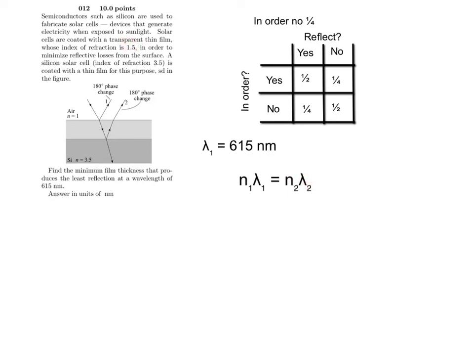Once I solve for lambda 2, then I'm going to do the "no quarter" right here because I want no reflection at 615 nanometer light coming in. So that's the thickness I'll have. It'll be a quarter of this lambda 2 is going to be my answer. Now this says answer in units of nanometers. Since I'm going to have nanometers already, then I'm set. I don't have to convert to meters and then back to nanometers.